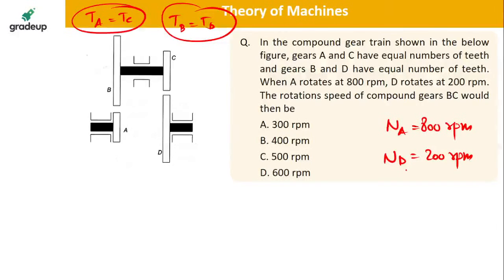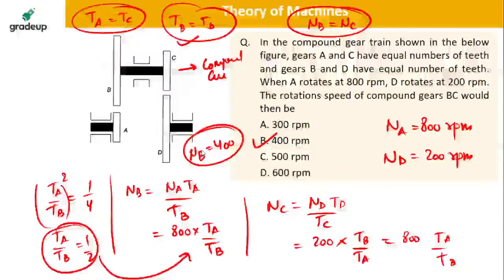NA and ND is given. You have to calculate what is NB and NC. This is a compound gear. If this is a compound gear, definitely NB will be equal to NC. NB will be equal to NC. Fine.